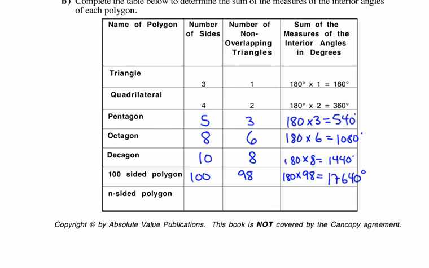So if there's n sides, how many triangles can you make? N minus 2, 2 less than the number of sides. And then we take 180 degrees in one triangle times the number of triangles. And that's just like the previous page, proving that again. So this you really need to know.